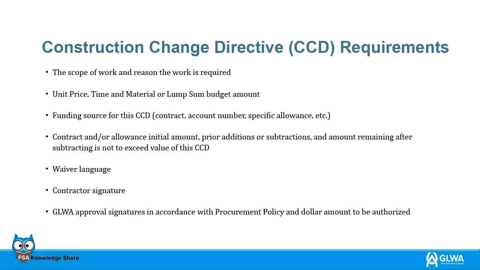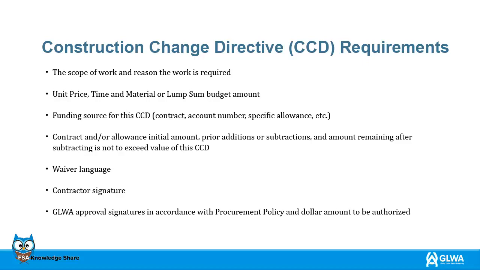The CCD requirements are detailed on this slide. The scope of work and reason the work is needed is required. For example, is this an owner-directed request or unforeseen condition? In addition, the unit price, time and material, or lump sum budget amount is needed. There is a funding source for this CCD. It could be a contract, account number, or a specific allowance.